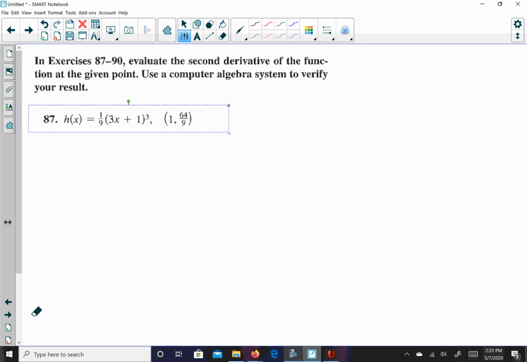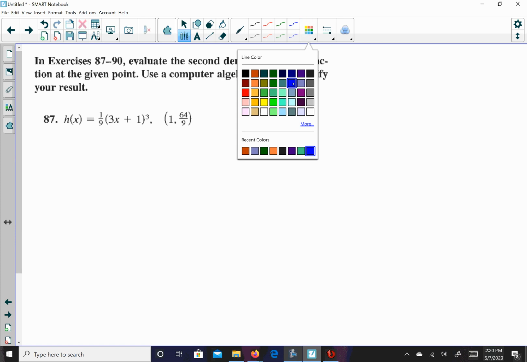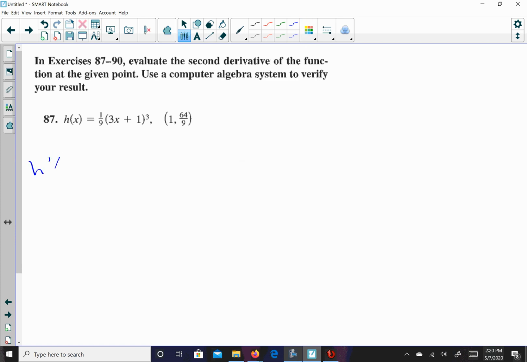Then when you go on to 87, it wants you to evaluate the second derivative at a given point. So I'm going to go ahead and find the first derivative. Again, the outermost function is going to be taking something to the third power. So here I'm going to leave this 1/9 on the outside. Taking something raised to the third power will be 3 times 3x plus 1, reduce that power by 1, so this will be squared, times the derivative of what's inside, which will be 3.